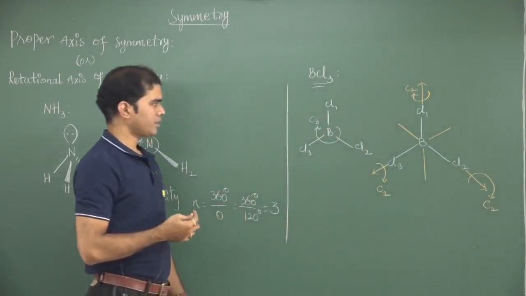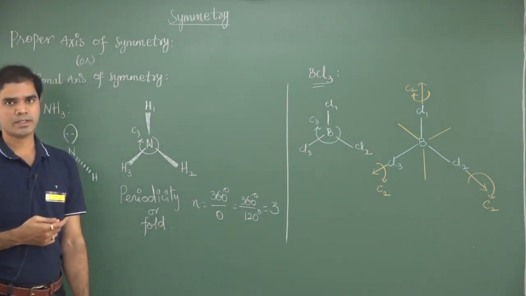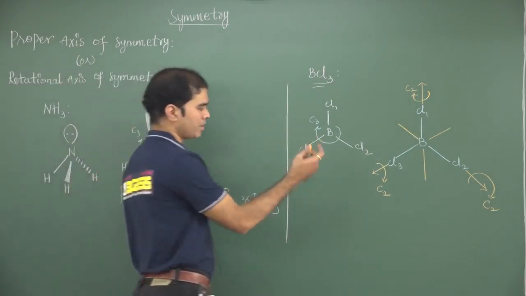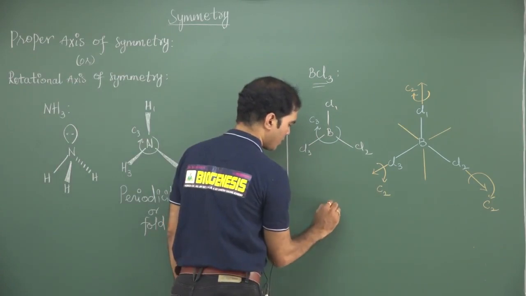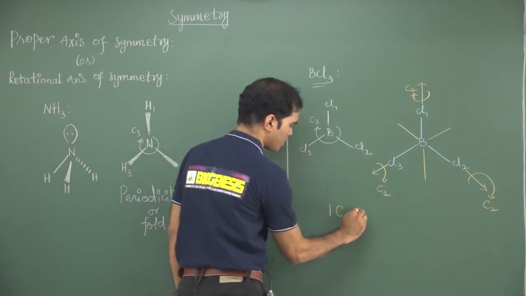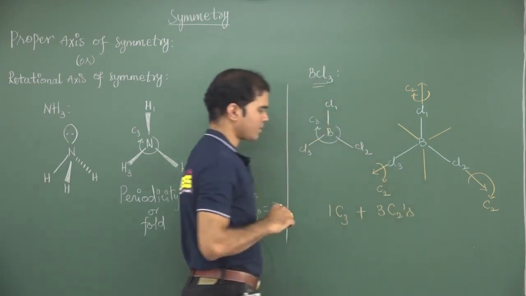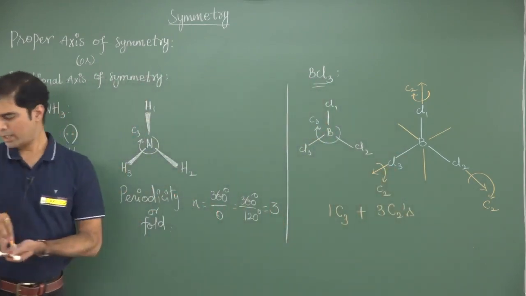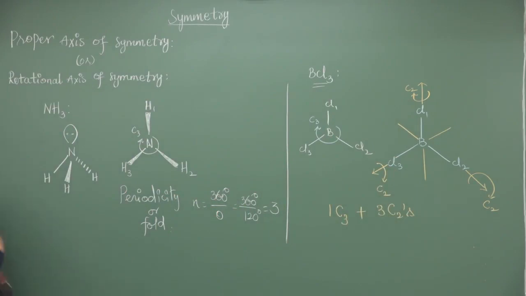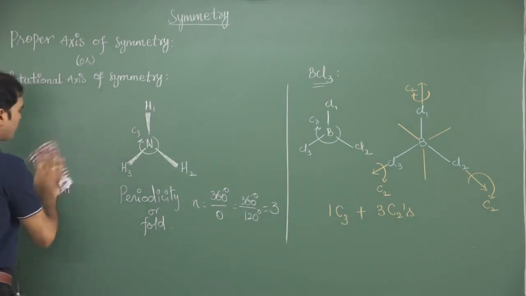In BCl3, there is a C3 rotational axis. Also there are three C2s. So I am just concluding it: one C3 is present plus 3 C2s. This will be interesting. When I take another example, slowly the concept will become interesting.